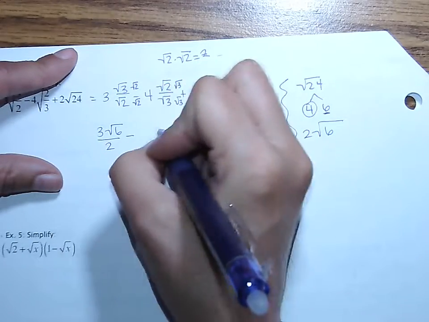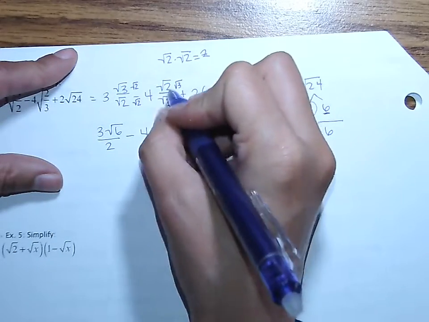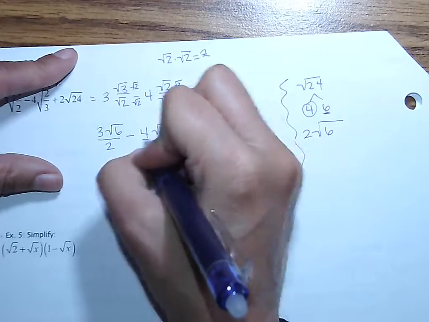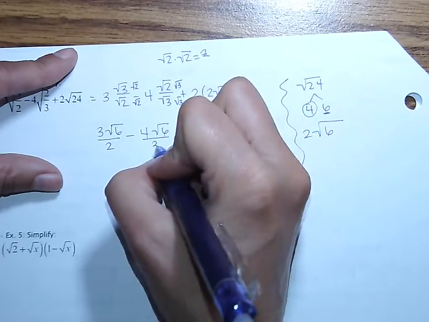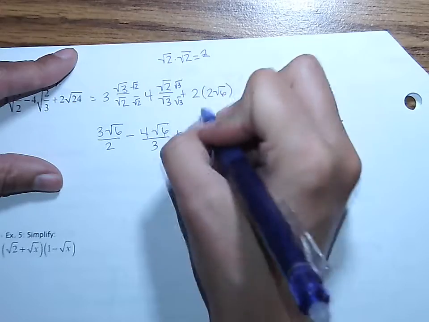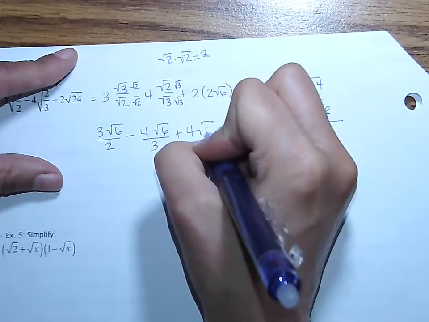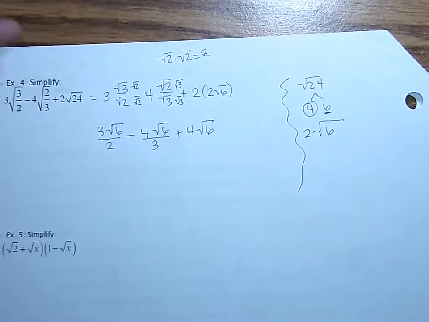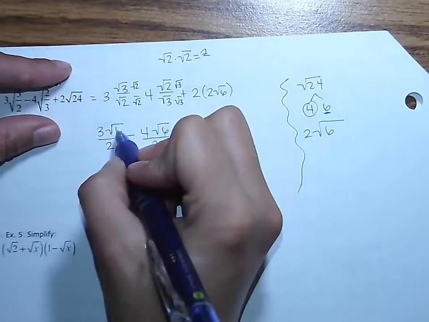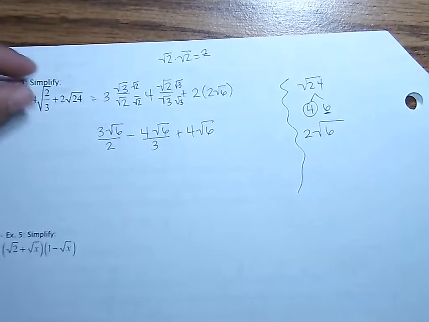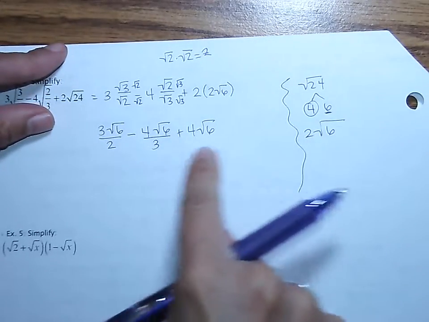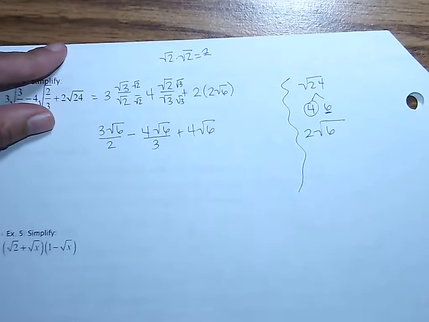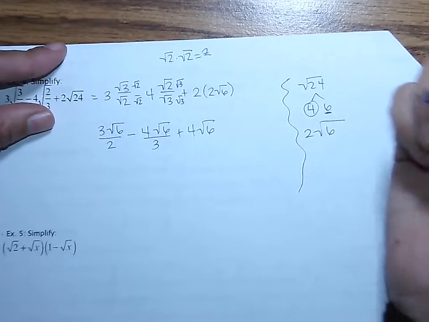Okay, and then we have minus 4 times square root of 6, 3 on the bottom, and then plus 2 times 2 is 4 square root of 6. Now, all of these radicals have a square root of 6, so they are like terms. However, we need a common denominator. Our lowest common denominator would be 6.